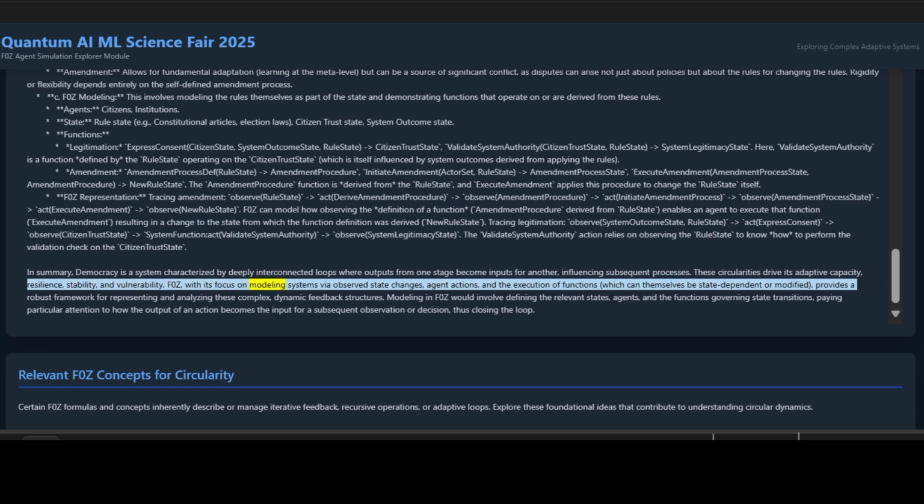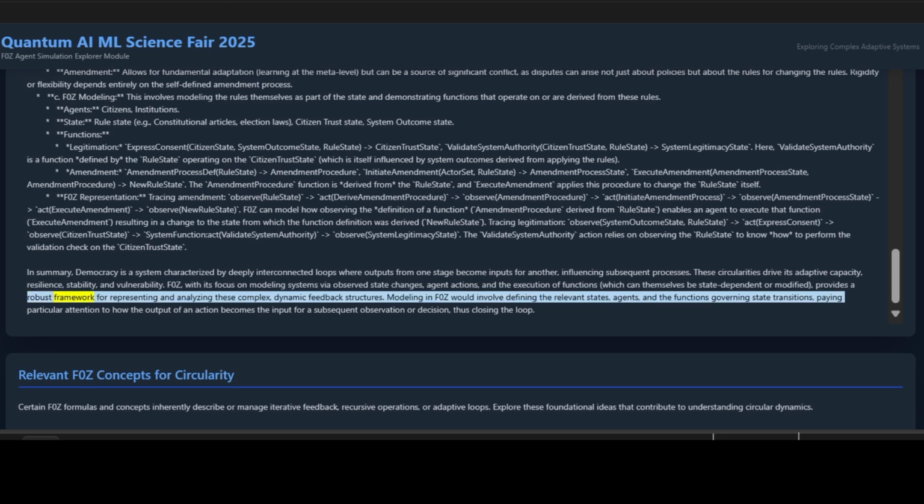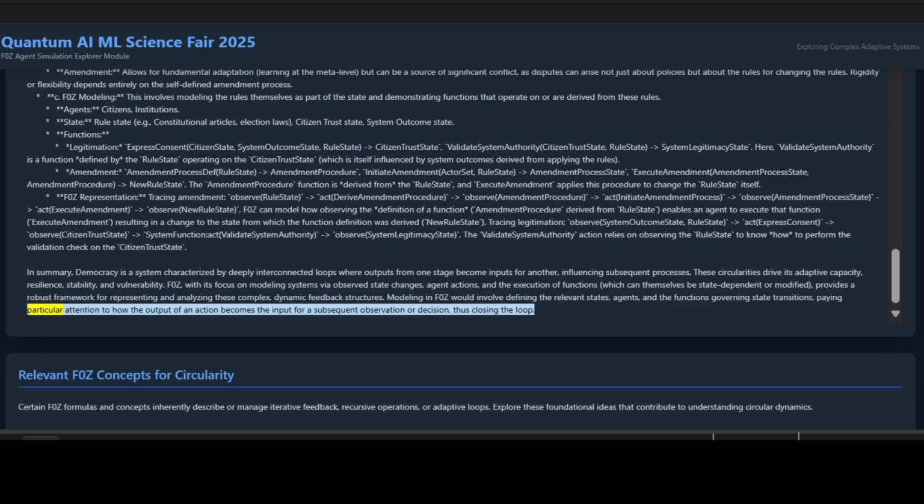F0Z, with its focus on modeling systems via observed state changes, agent actions, and the execution of functions, which can themselves be state-dependent or modified, provides a robust framework for representing and analyzing these complex, dynamic feedback structures. Modeling in F0Z would involve defining the relevant states, agents, and the functions governing state transitions, paying particular attention to how the output of an action becomes the input for a subsequent observation or decision, thus closing the loop.